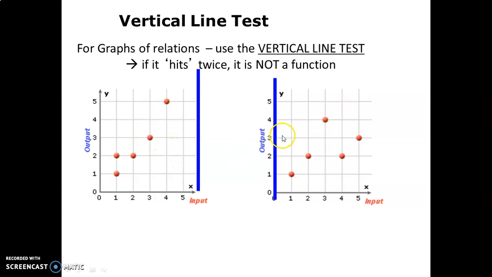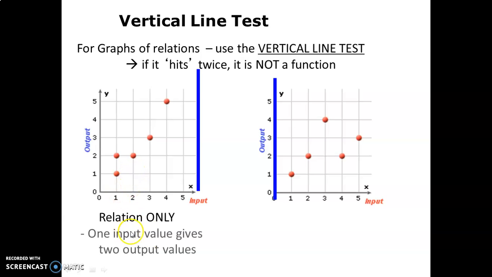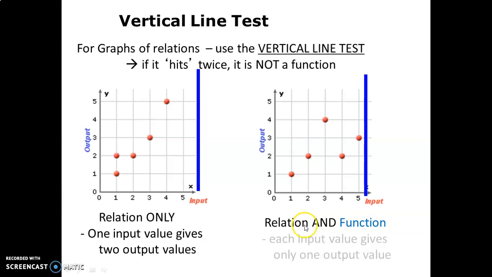Now let's move the vertical line across this one. Let's summarize that. This is only a relation then. One input value gives two outputs, therefore not a function. This one, let's try the same thing. Move the vertical line across. And I heard no beeping. I hope you didn't hear any beeping either. It never hit the relation twice. Therefore, every input has only a single output. So, over there we have a relation, which is also a function, because each input value gives only one output value. So the vertical line test is a nice visual way to quickly check if our relation is a function when it's in graphical form.